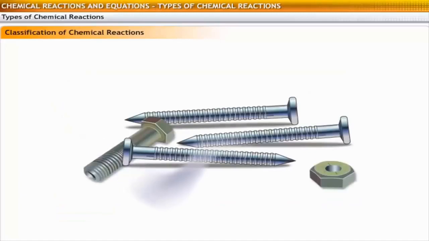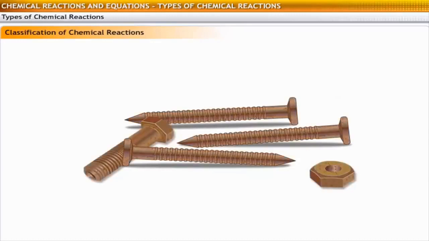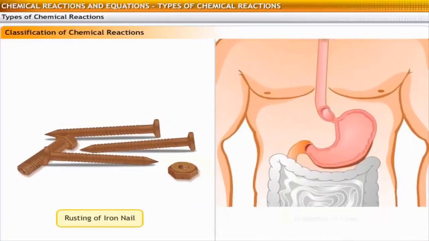Chemical reactions vary depending on the chemicals involved in the reaction as well as the environment of the reaction. For example, the rusting of an iron nail is an oxidation reaction. On the other hand, the digestion of food in our body is a decomposition reaction where the complex food substances are broken down into simpler substances like glucose that give energy.